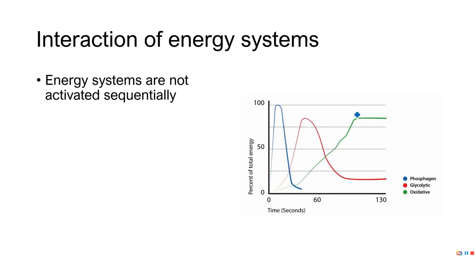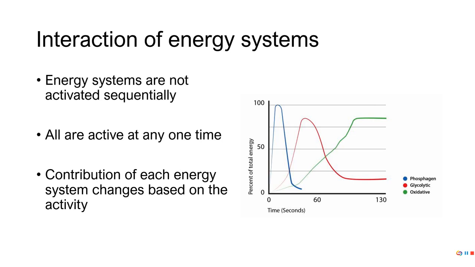And so at the very beginning, the electron transport chain, we're not generating a lot of energy there. Okay, glycolysis, after about a minute, minute and a half, 2 minutes, we're only getting about 20% of our energy from there. ATP PCR, yep, it's almost done, but there will always be energy generated from that system. Okay, so they're all active at any one time, but depending on what we're doing and how long we've been doing it, that's going to change the contribution.